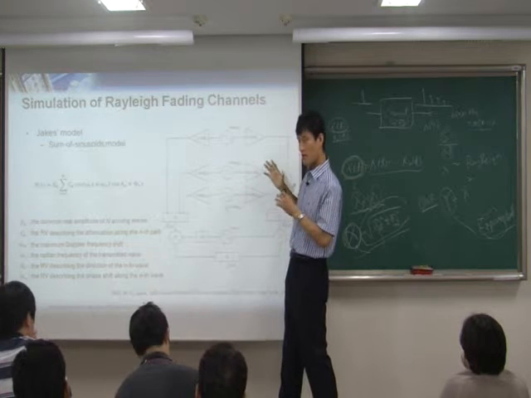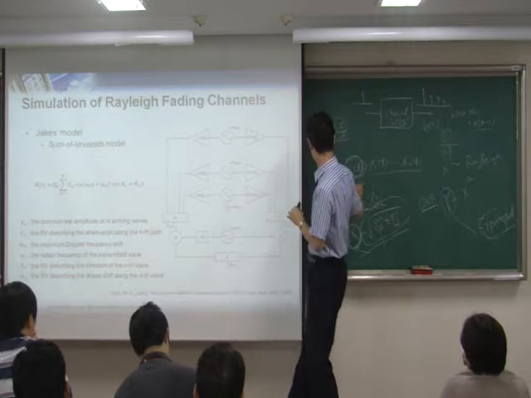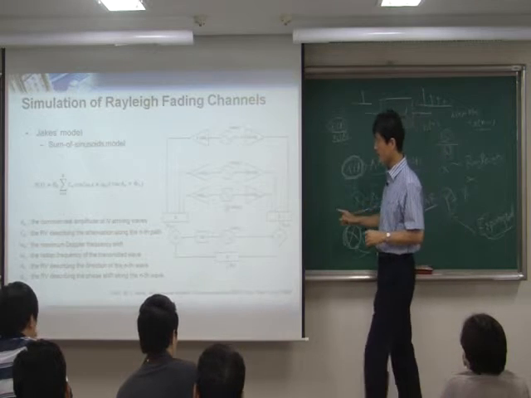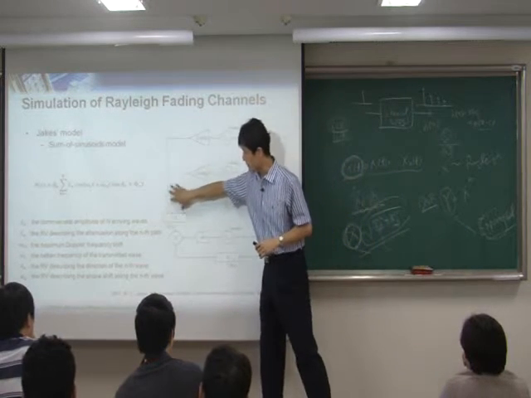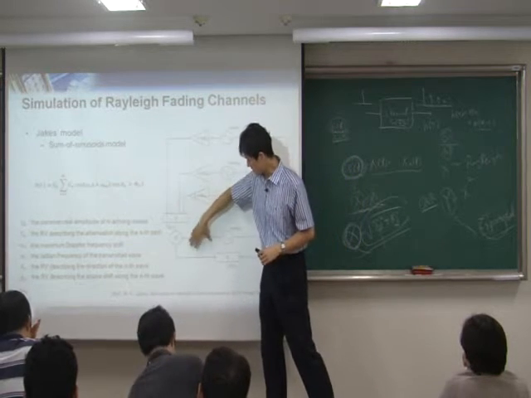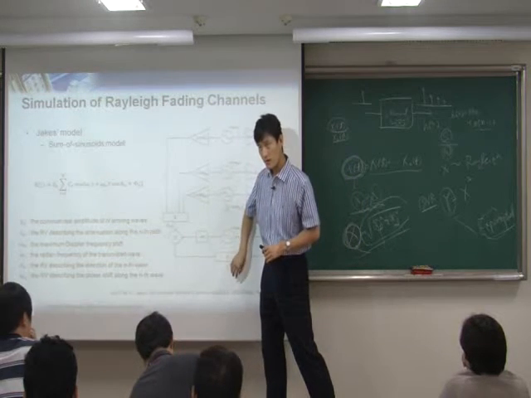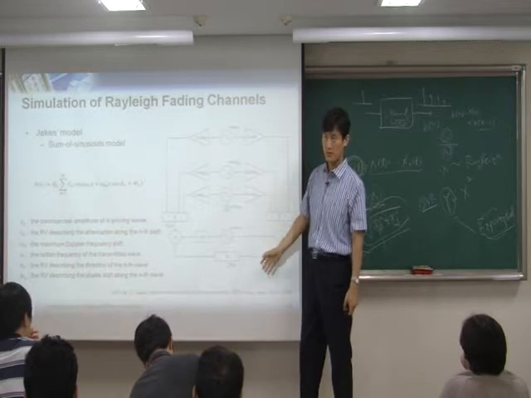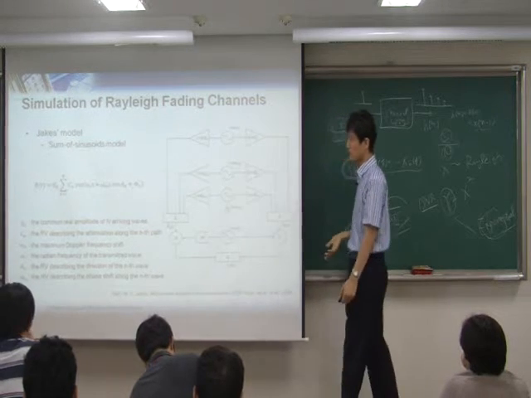Since we are talking about complex values, real and imaginary, you make it this way: this is real, and this is imaginary, and you add them together, and that's going to be your fading channel. So that's Jake's model.